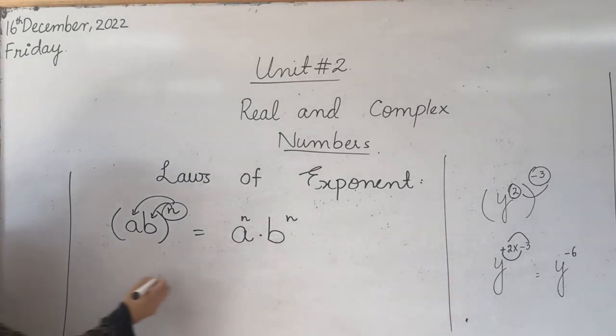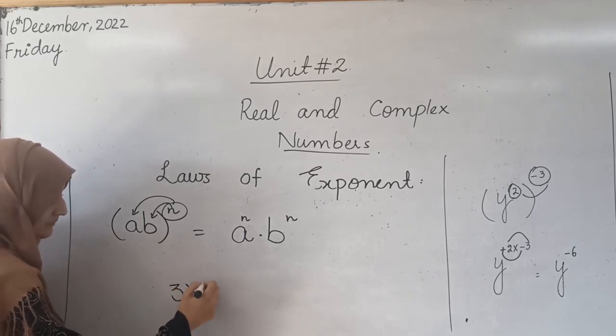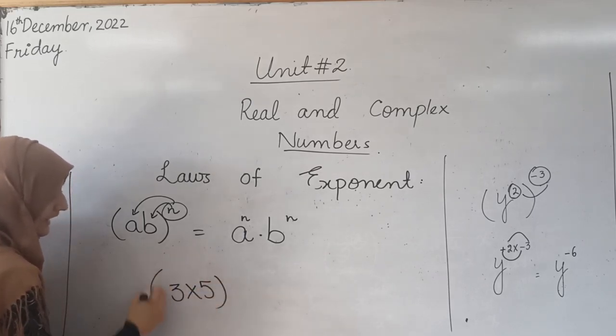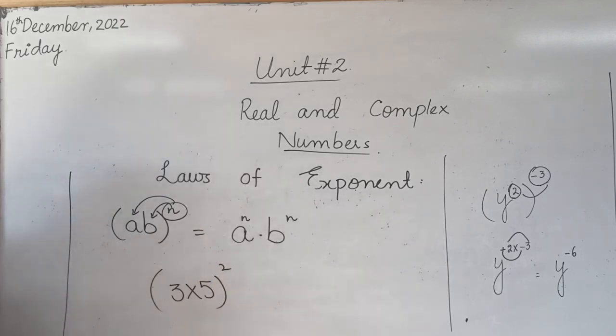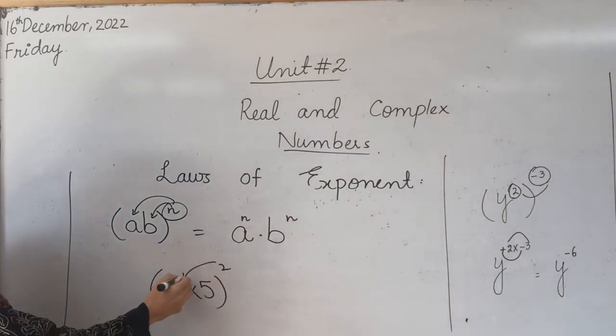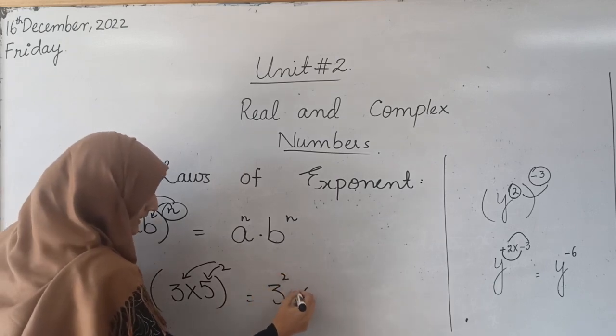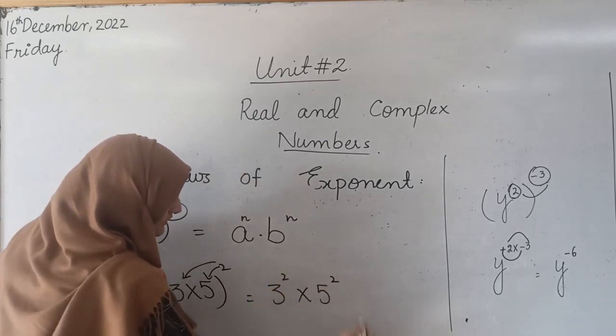For example, if I have numbers, for example I have number 3 multiplied by 5 and the power is 2. So, according to this law of exponent, this power will apply on both bases. 3 raised to power 2 multiply 5 raised to power 2.